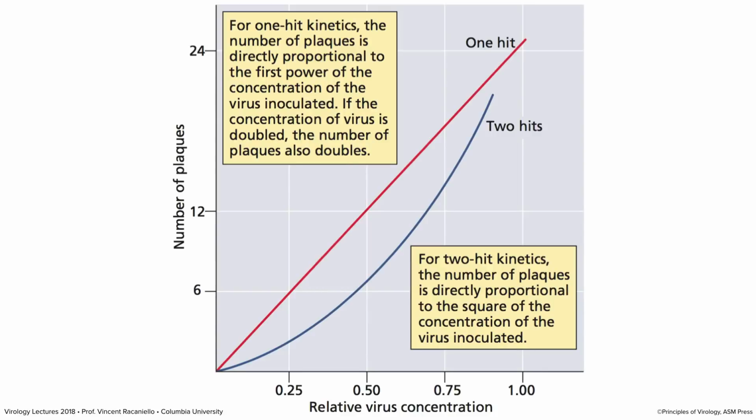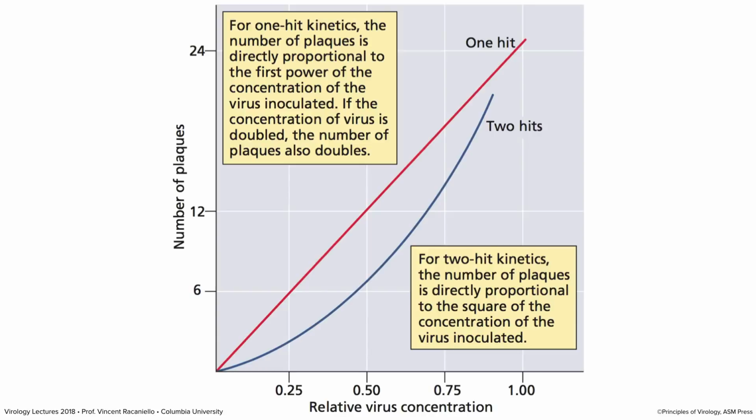That's why you have a straight line. So Delbecco did this with his animal virus plaque assay. He got a straight line, and that's why he concluded that you needed just a single virus particle to form a plaque. Now you can see also on this graph we have a curve, the blue one, which is not a straight line, and that is the curve for 2 hits. You need 2 virus particles to form a plaque.